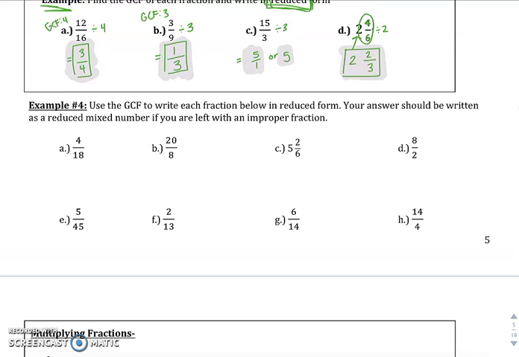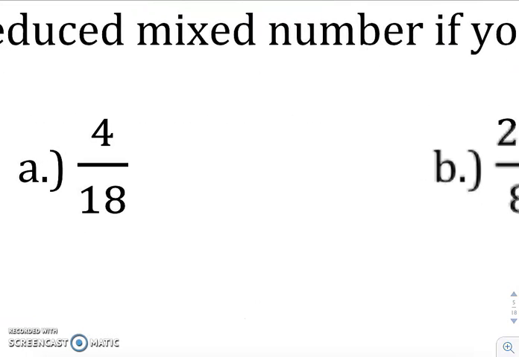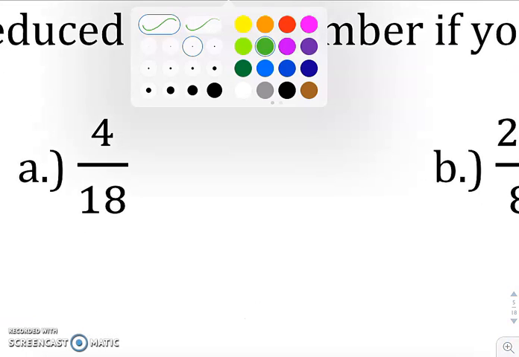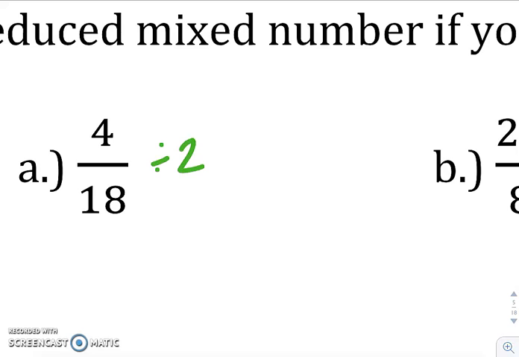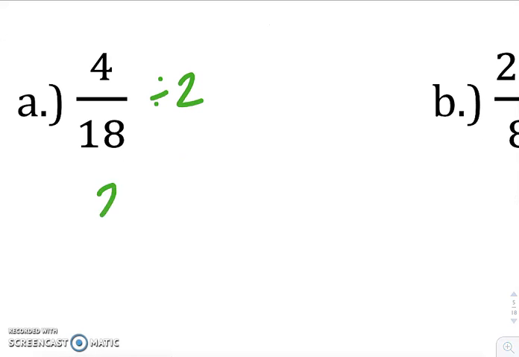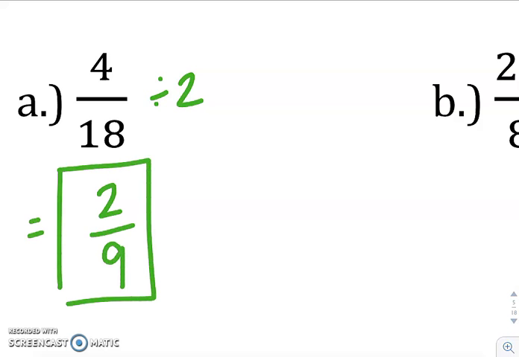So let's use the GCF to write these in reduced form. And if they need to be written as an improper fraction, we'll write them out as that. But I always reduce them first and then turn them into an improper fraction, because if you reduce them first, your improper fraction will just end up being reduced. So let's see, 4/18. Both divisible by 2. So 4 divided by 2 is 2. 18 divided by 2 is 9. So 2/9.